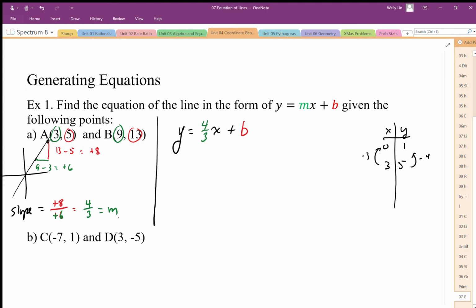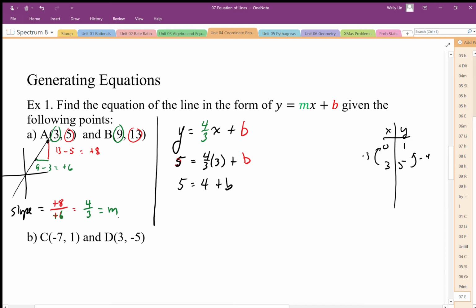In this case, if I plug in one of these pairs, I'm just going to take the first pair, 5 and 3. So I substitute y is 5, x is 3, and I can actually solve for the y-intercept b, because that's the only variable left in the equation. So solving for b, I end up with 5 is equal to 4 plus b.